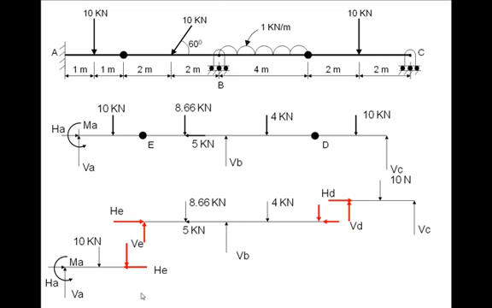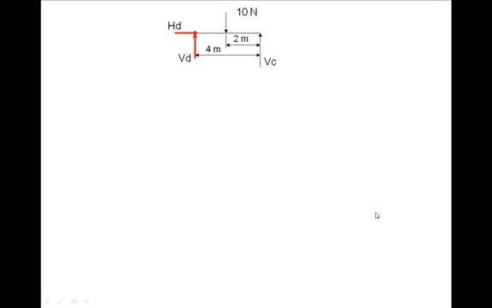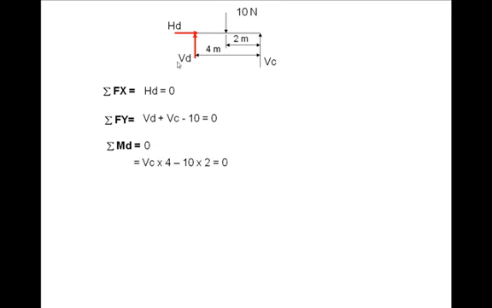So let's do it. Let's do it for the first beam out here. HD, VD and VC. Now I apply sigma Fx equals 0, sigma Fy equals 0. Sigma Fx equals 0 tells me HD is 0. Sigma Fy equals 0 tells me VD plus VC minus 10 is 0. And sigma MD equal to 0 tells me that VC into 4 minus 10 into 2 is 0. I can work out from this VC as 5, and therefore VD comes out 5.